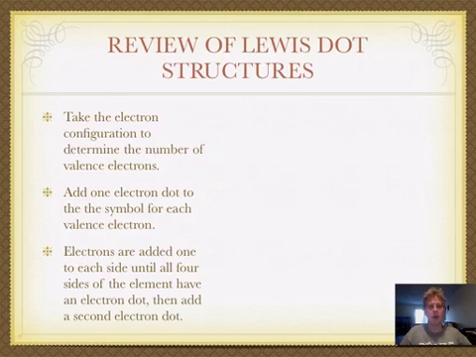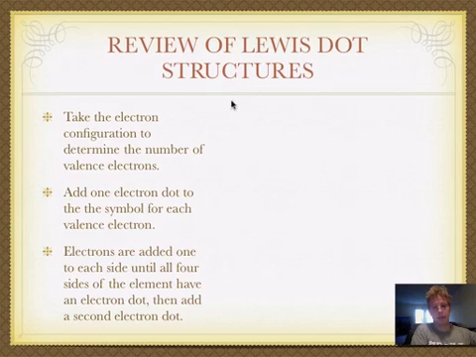Before we get into formation of ionic compounds tonight, let's quickly review Lewis dot structures. Lewis dot structures are drawn by taking the electron configuration to determine the number of valence electrons. From that, you're going to write the symbol of the element and place as many valence electrons around that symbol as necessary. Electrons are going to be added one to each side until all four sides of the element have an electron dot. Then you're going to add a second electron dot to each side as necessary.